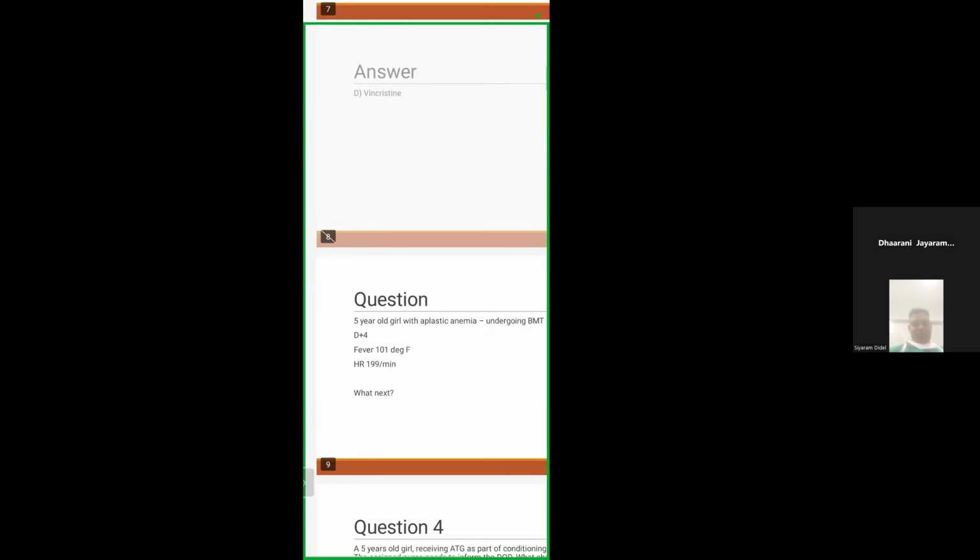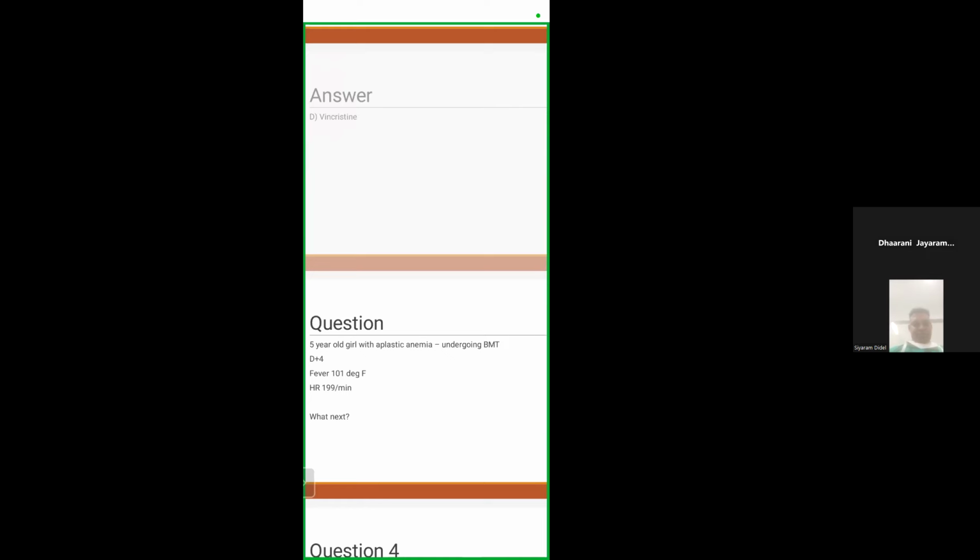So this really needs discussion. You can't type the answer. So a 5-year-old girl with aplastic anemia undergoing bone marrow transplant. Currently, stem cells are infused, day plus 4 today. Child has 101-degree fever with heart rate of 199. 5-year-old child, 199 heart rate, 101 fever. What do we do next?